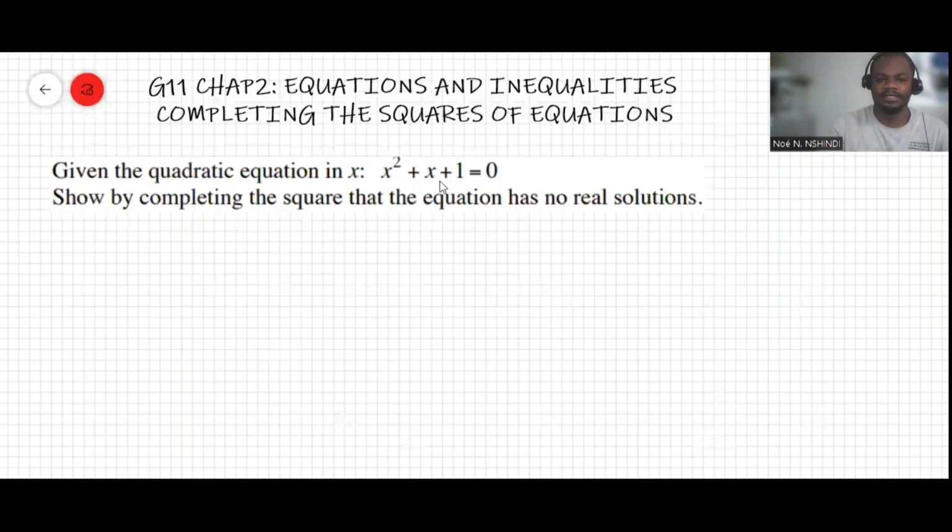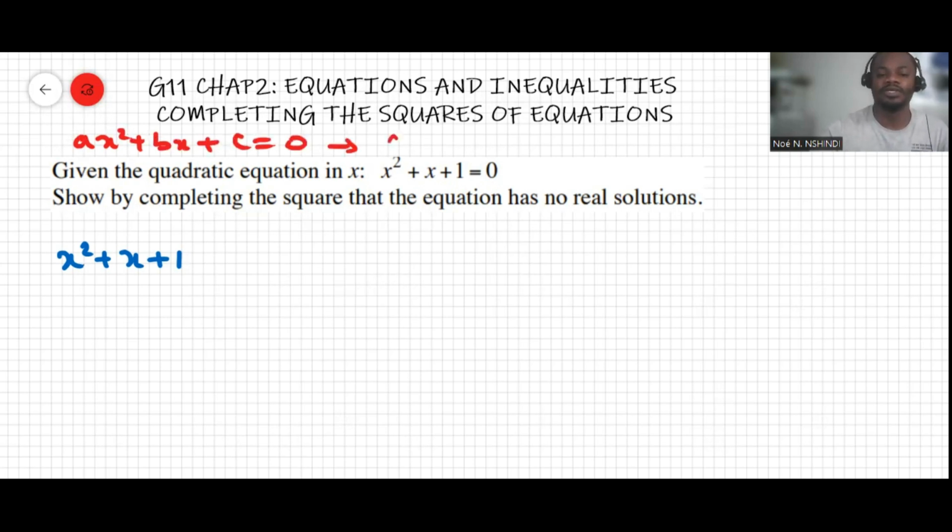We had a question like this, but this time the question says, show by completing the square that the equation has no real solutions. Previously, we had to solve this by completing the square to show that this is always positive, and now the question says it has no real solution. Now, we have x squared plus x plus 1. Recall, quadratic equations are ax squared plus bx plus c. This is the form of quadratic equations.